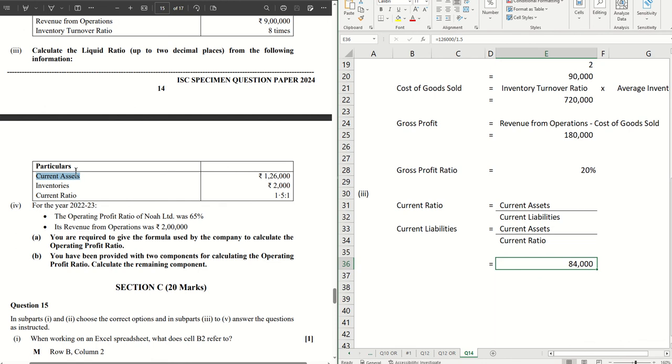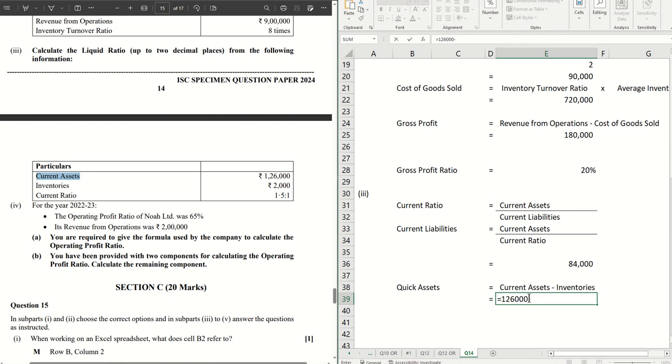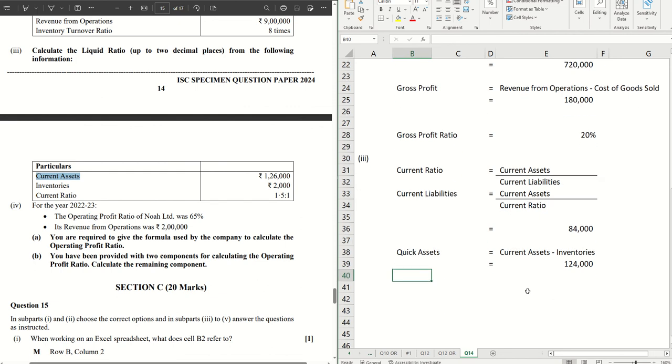All right. Now, in order to calculate liquid ratio, the formula is quick assets by current liabilities. So quick assets we have to calculate. Quick assets equals current assets minus inventories, right? So you put the values here. Current assets are 1,26,000 minus inventories are 2,000. So 1,24,000 are your quick assets.